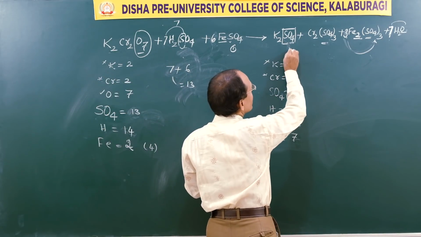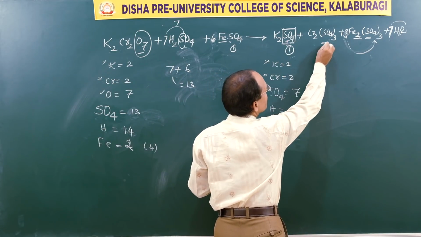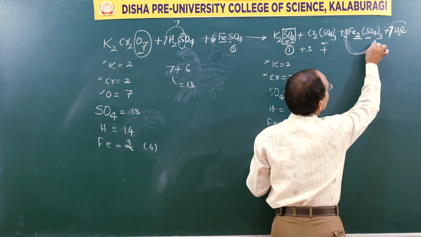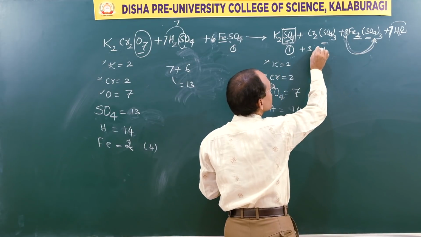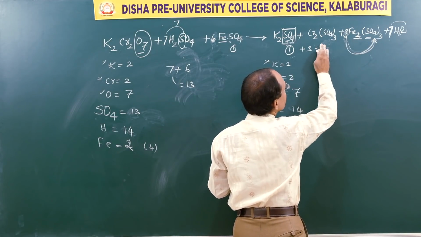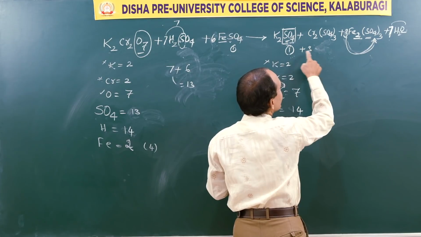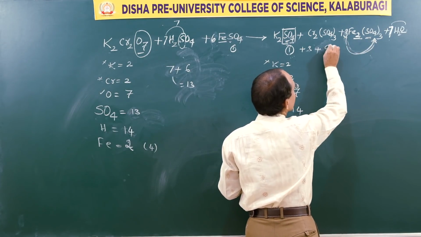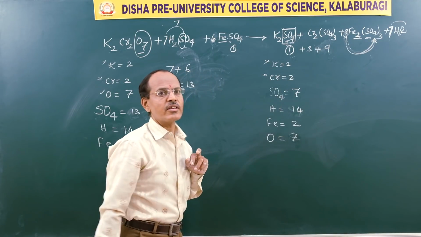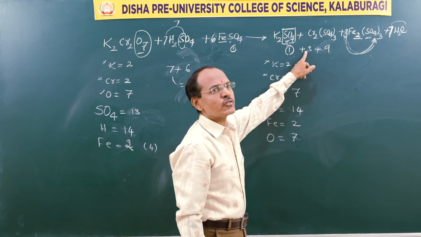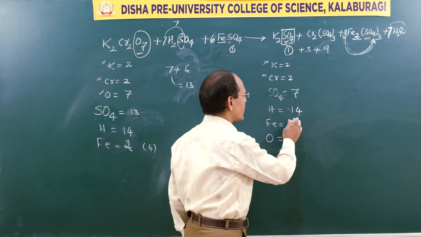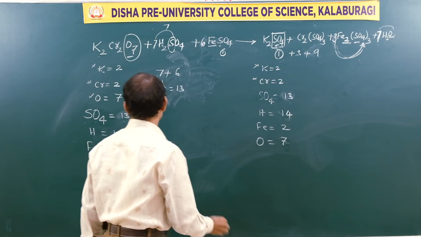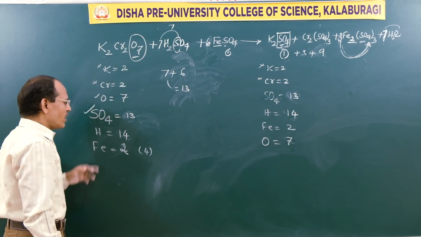Here you just go with 1 plus 3 plus 3 into 3, 9. So how much it is? 9 plus 3, 12, 12 plus 1, 13. So sulfate becomes 13. So sulfate is also balanced now.